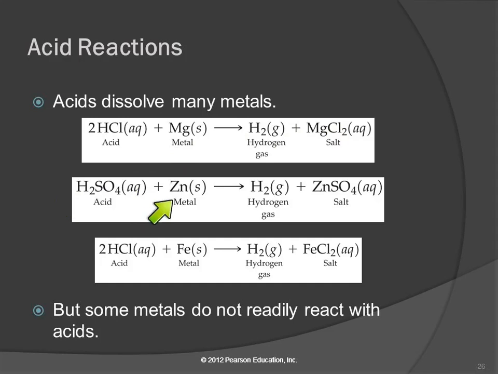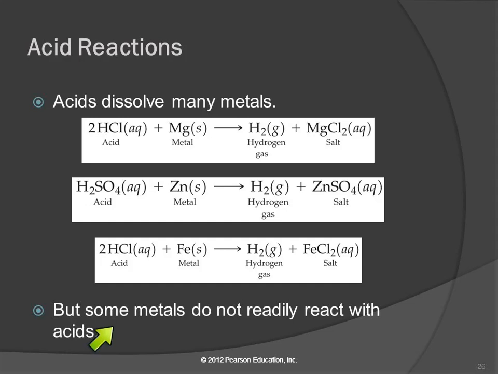Sulfuric acid will react with zinc to form hydrogen gas and salt. Hydrochloric acid reacts with the metal iron to form hydrogen gas and salt. So there's a pattern here, right? Acid plus metal gives hydrogen gas and salt.